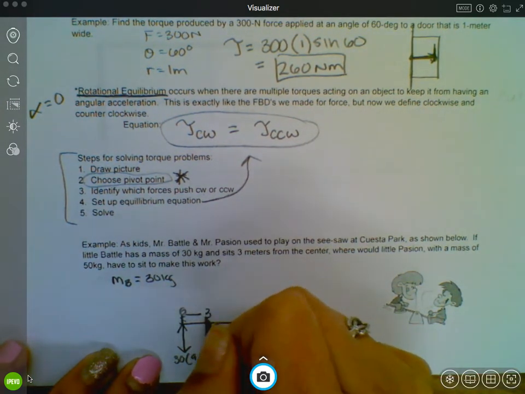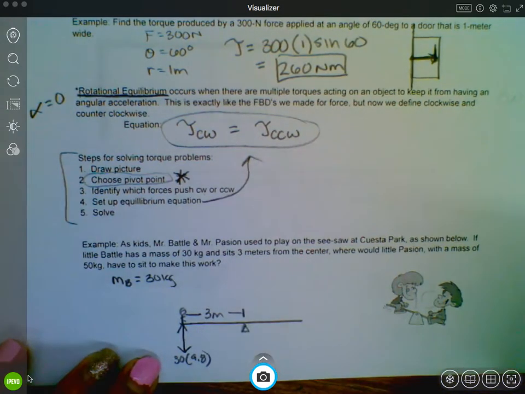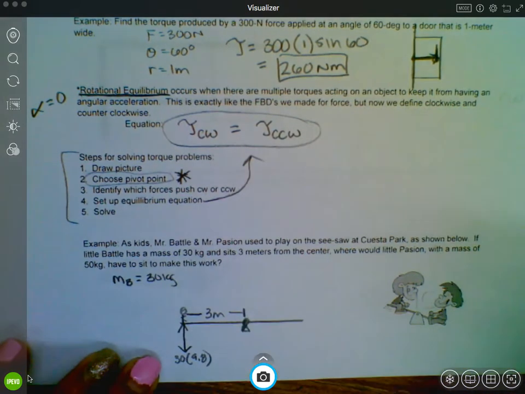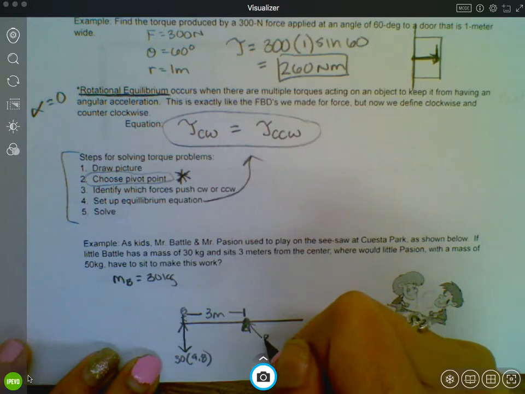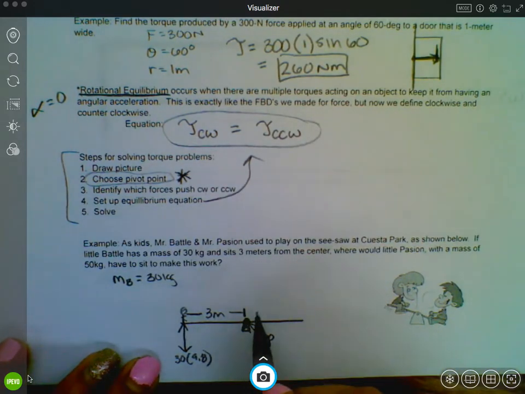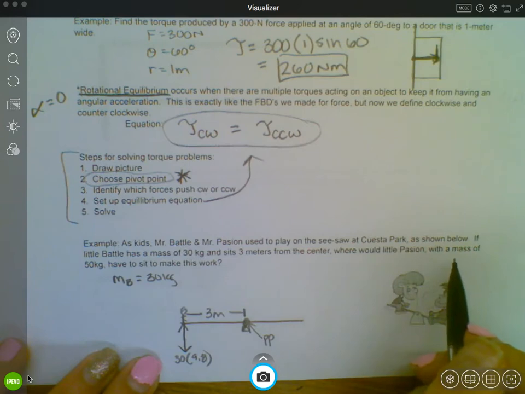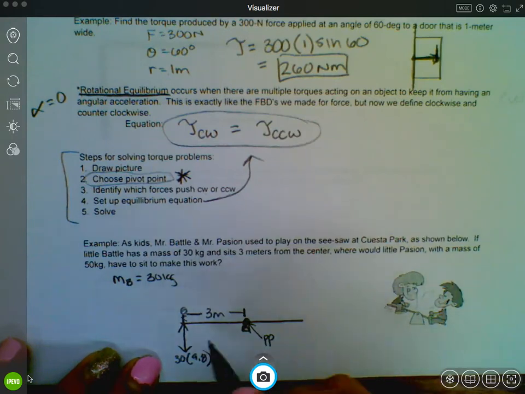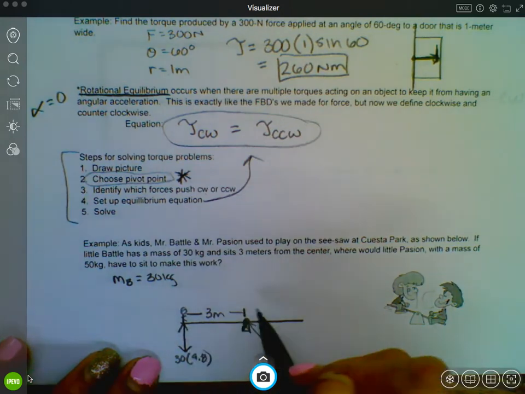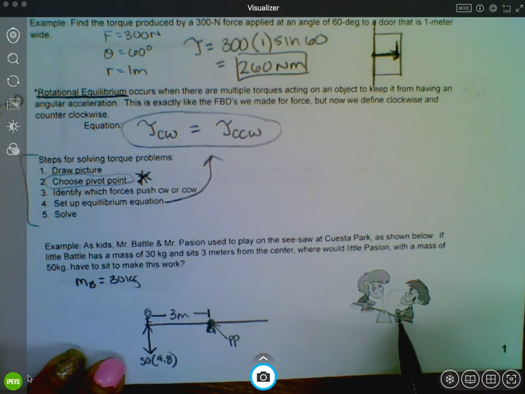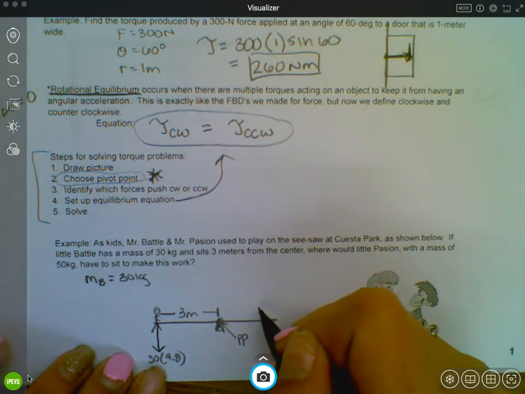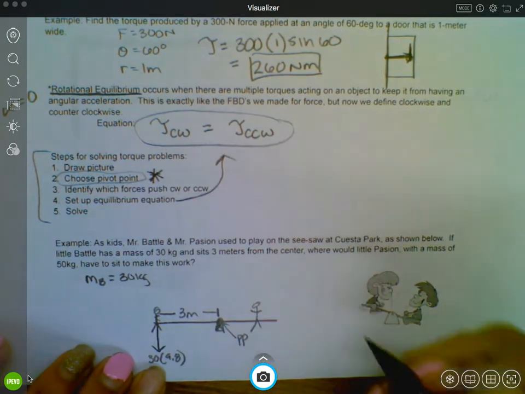He is 3 meters from the center, the fulcrum, or let's say the pivot point. We're going to identify that as the pivot point. Where would little Passion, with a mass of 50 kilograms, have to sit to make this work? Because if Mr. Passion sits on one end 3 meters away and Mr. Battle sits on one end 3 meters away, then they're just going to end up tilted, and that's not fun. We want it balanced. So where would he have to sit in order to make this work?